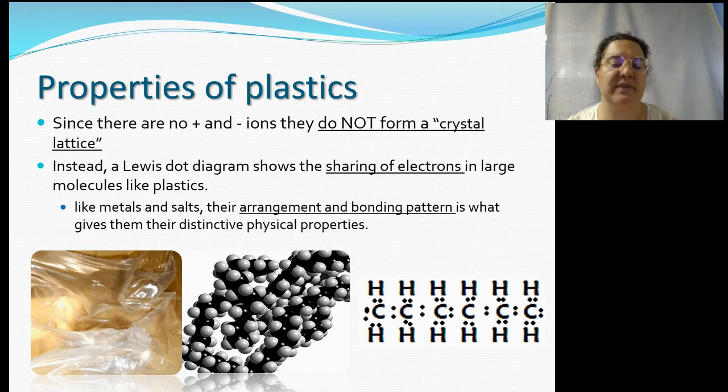Since there are no positive and negative ions in a plastic, they don't form a crystal lattice, which again allows them to be pliable. Instead, a Lewis dot diagram shows the sharing of electrons in large molecules like plastics. So the hydrogen and carbons are sharing the one electron that the hydrogen has. Their arrangement and bonding pattern is what gives them their distinct physical properties.